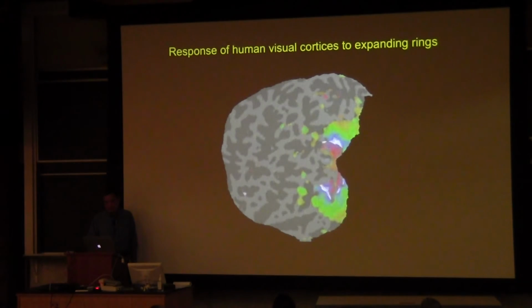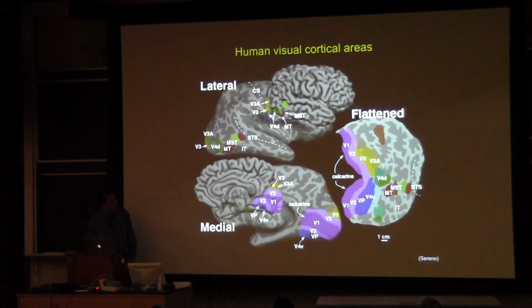And you can do a complementary study. So this one is going to show an expanding ring. So it's basically a polar coordinate system. One is the angle, the other is the radius. Then you see activity going on too. So based on that, you can map each complete map, as a visual field, corresponding to one visual area.